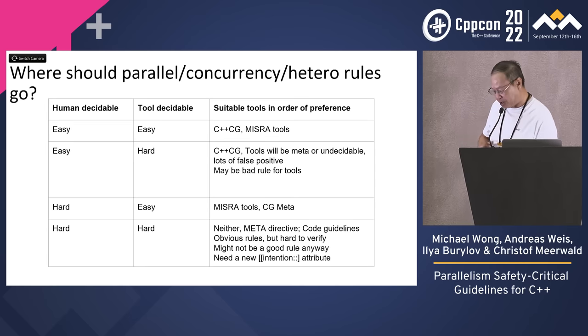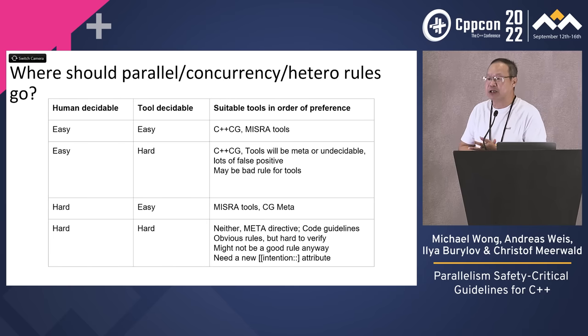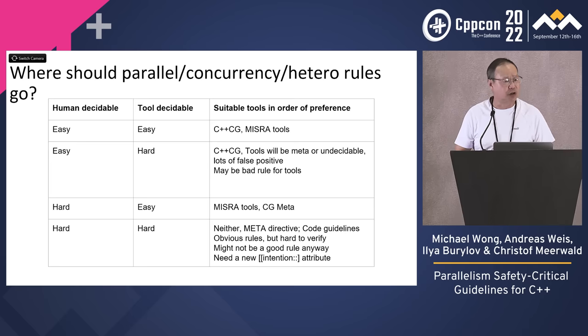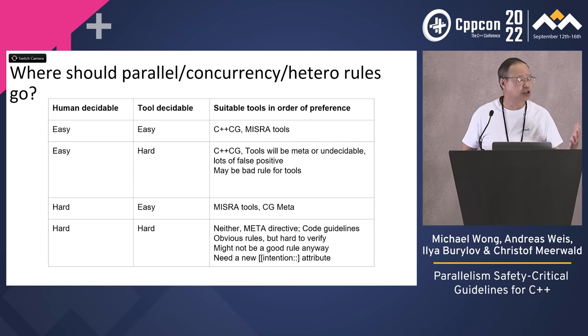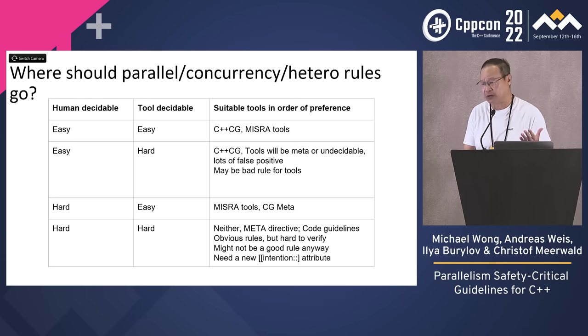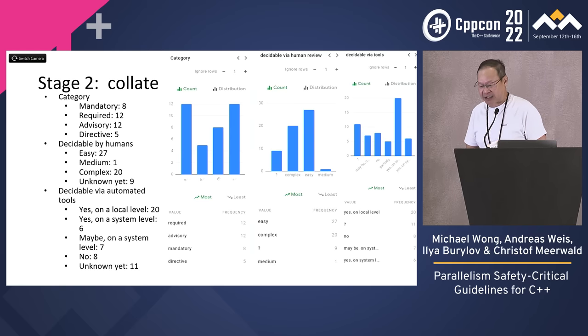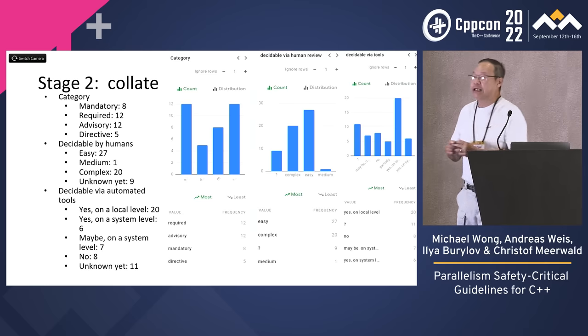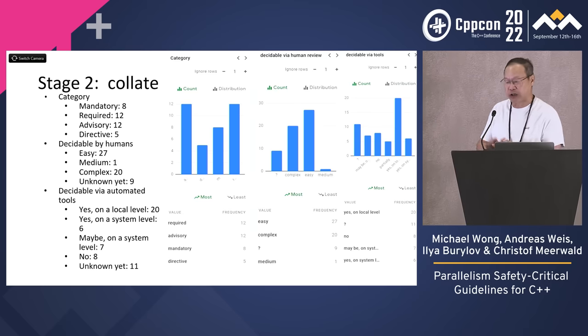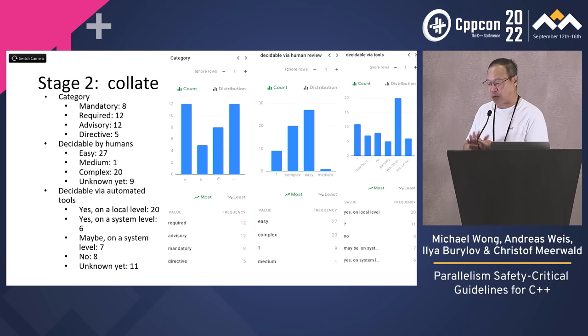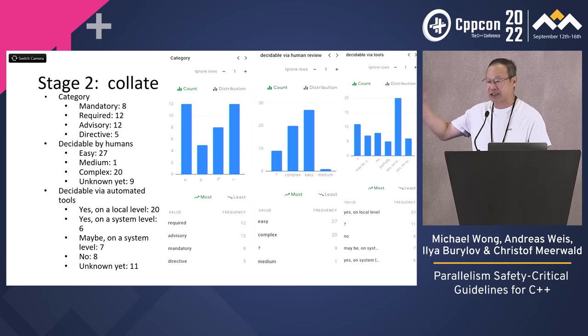But it turns out that once we did this, we realized that probably most rules are good for both Core Guidelines and MISRA. So as much as we can, our intention is to drive these rules into both, okay? Out of these, just a little analysis: in MISRA, they categorize things as mandatory, required, advisory, and directive. Mandatory means there's no escape clause. You can't get out of it.